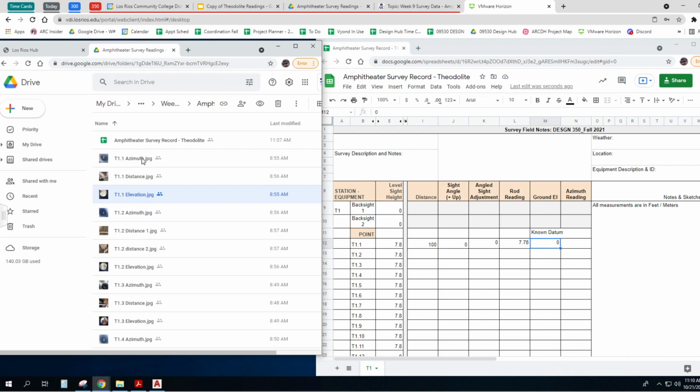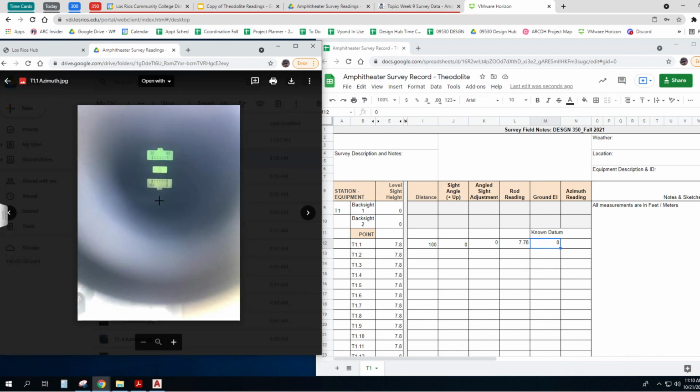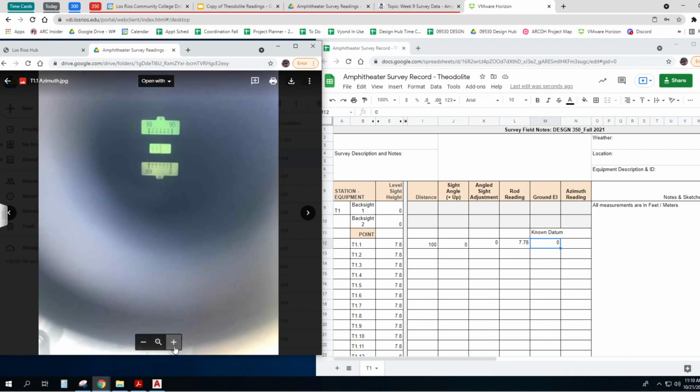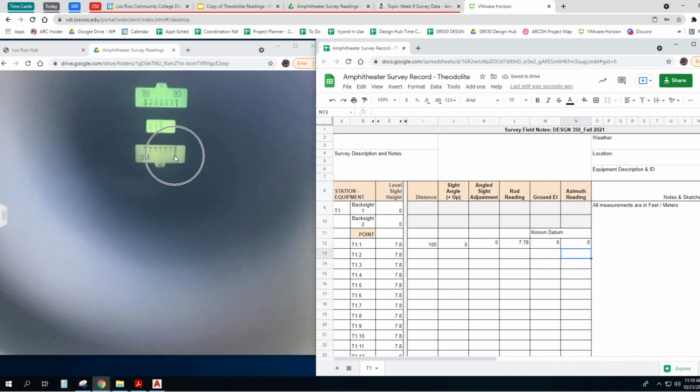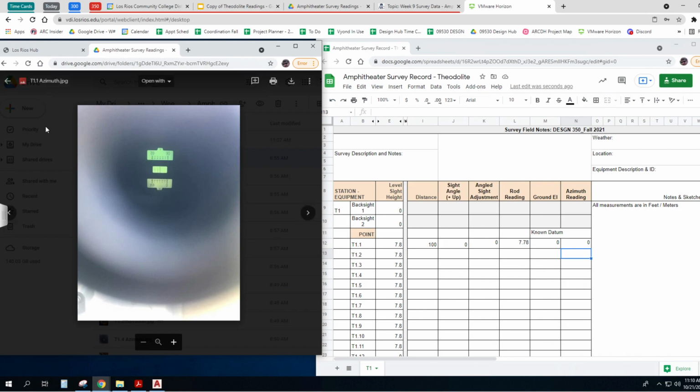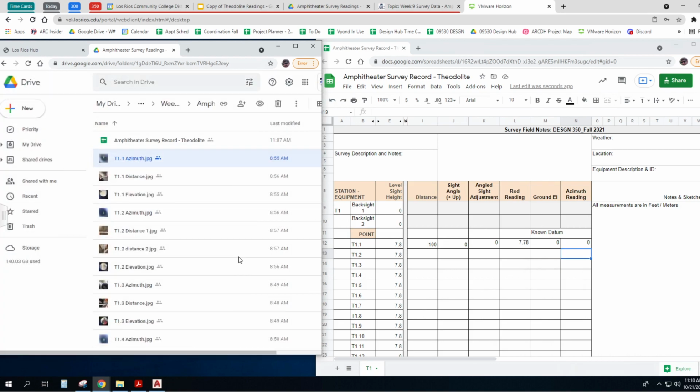Okay, and then I need my azimuth reading, which is, he zeroed this one out. So it's 0. Pretty much zeroed that one out, which is kind of a cool thing to do. Okay, so now that's my T1.